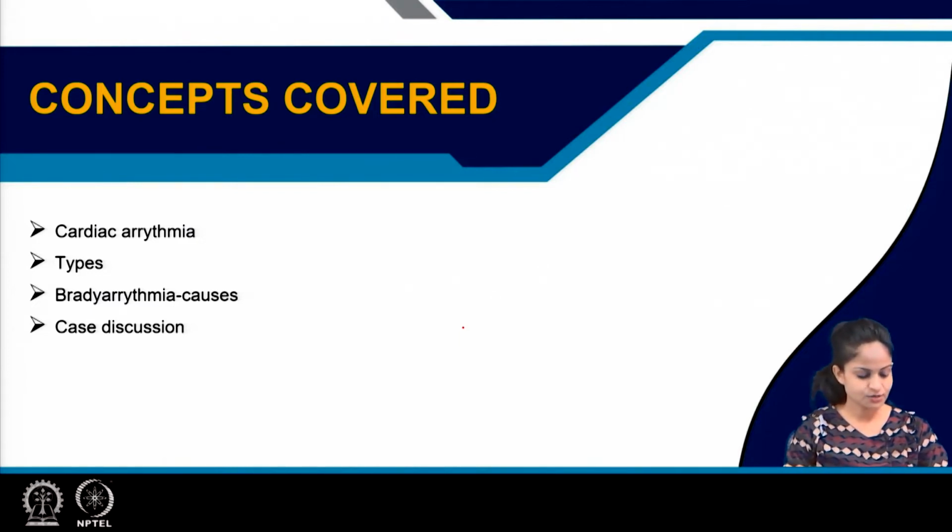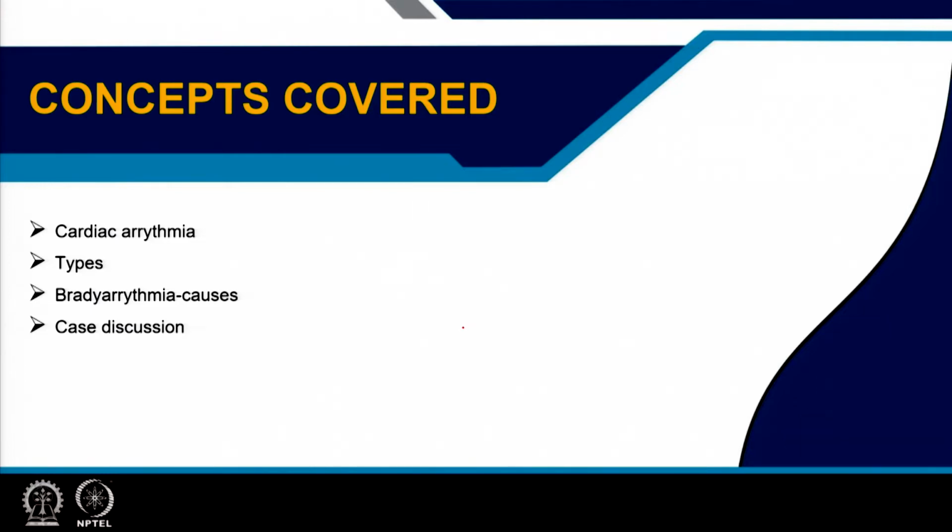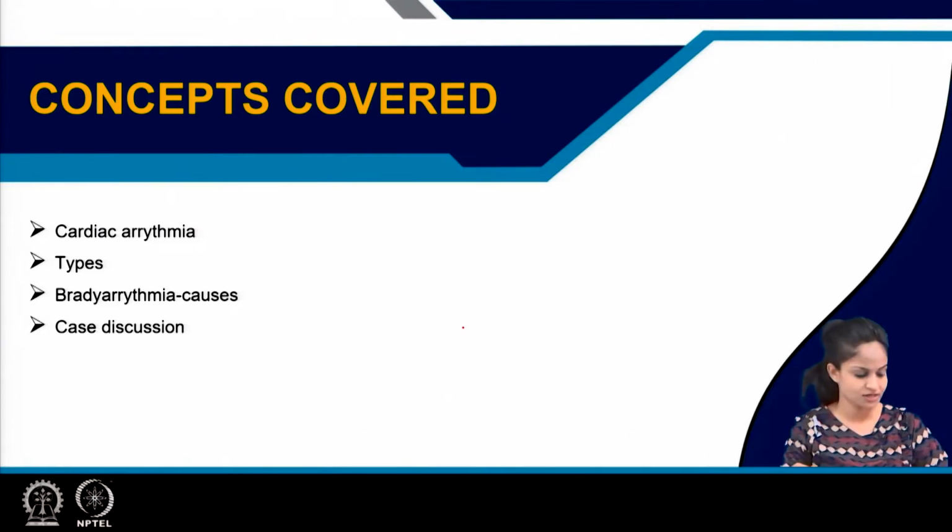So first we'll start with the cardiac arrhythmia. What are the types of cardiac arrhythmia? What do we understand by bradycardia or bradyarrhythmia, different causes, different types, and finally case discussion. Whichever arrhythmias or abnormalities we are discussing, we will discuss only the pathophysiological basis. The management of these diseases comes beyond the scope of this course.